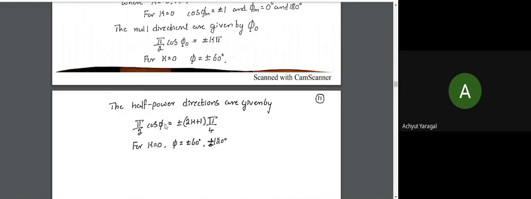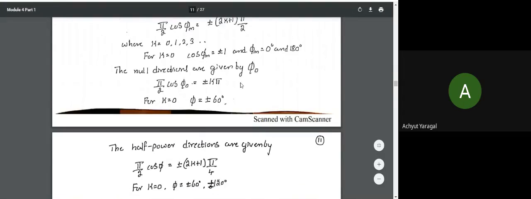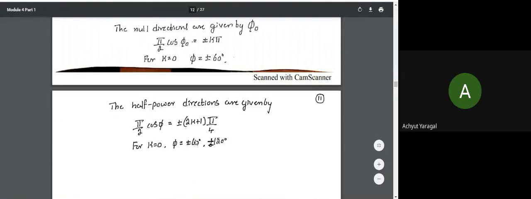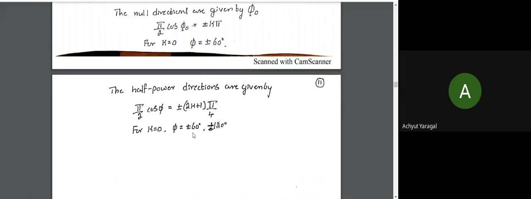And again, if we want the half power directions, we take pi by 4 instead of pi by 2. Here we had taken pi by 2; instead we take pi by 4, and you will get a certain angle. At this point we will have the half power directions. This is case number 2.